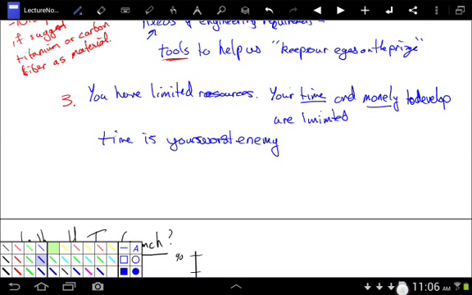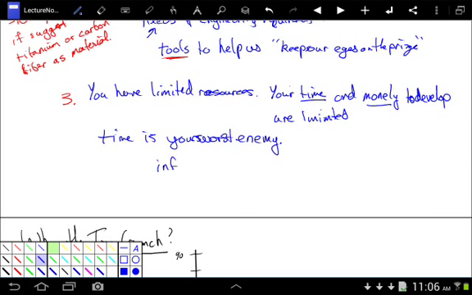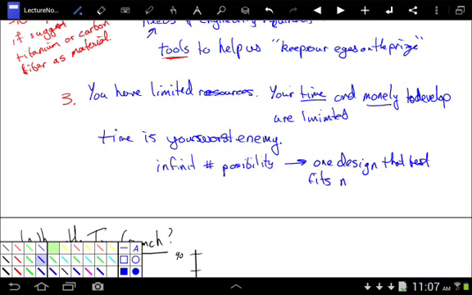You have, like I said before, an infinite number of possibilities that you have to search amongst and narrow down to find the one design. Infinite number of possibilities, but you have to find the one design that best fits your needs and requirements, right?